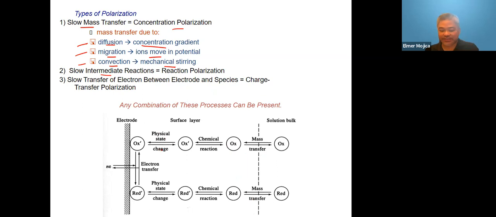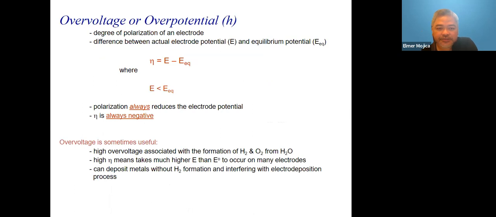So the factors that can affect polarization: electrode size, shape, okay, and composition. And then the composition of the electrolyte solution, yung temperature, okay, yung stirring rate, the mechanical stirring, yung current level, and the physical state of the species as shown here. That can also affect or influence polarization.